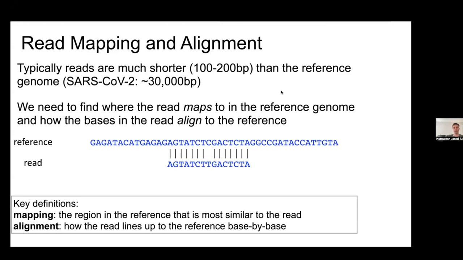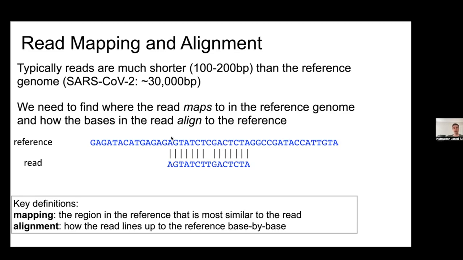When we take a read and determine the most similar sequence on the reference to that read, that is the mapping location of that read. Then there's a subsequent step that takes the bases of the reference in that region and the bases of the read and lines them up base by base. That's called the alignment step.